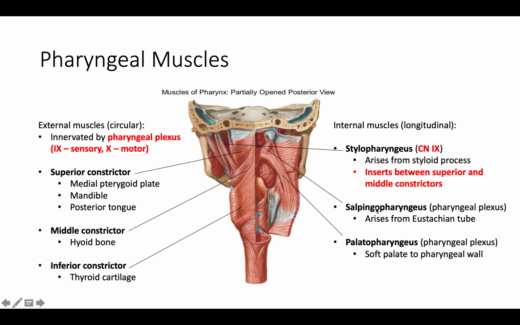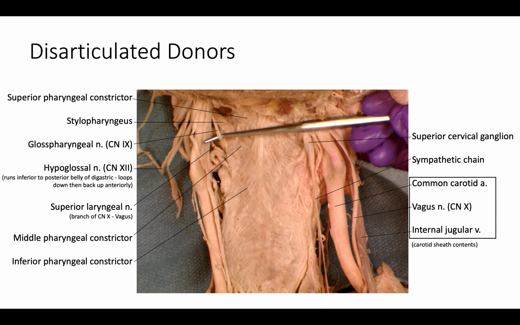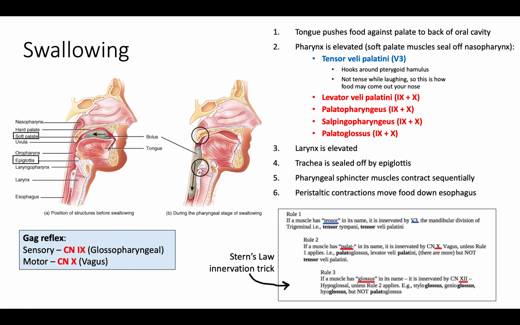Salpingopharyngeus. Remember, salpingo meaning tube. So this is going up to our eustachian tube right here. And then palatopharyngeus is that soft palate to pharyngeal wall. And here's just looking at this again. So this, of course, is cranial nerve 9, and that is our stylopharyngeus. Okay, so swallowing, again, gag reflex, cranial nerve 9.